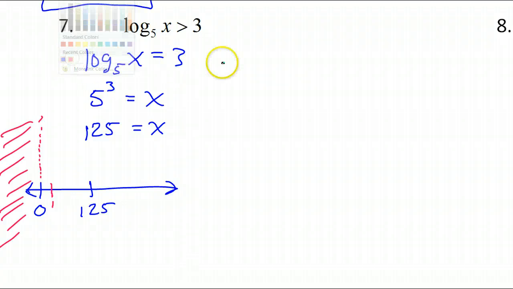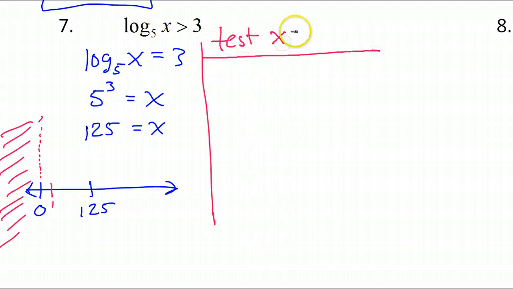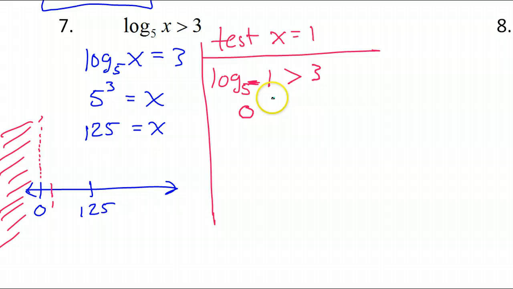Whoops, should have left it pink. Okay, so here I go. I'm testing x is equal to 1. Talking about the original inequality, this would be log base 5 of 1 is greater than 3. Hopefully you know that this is 0. 5 to the 0 power is 1.